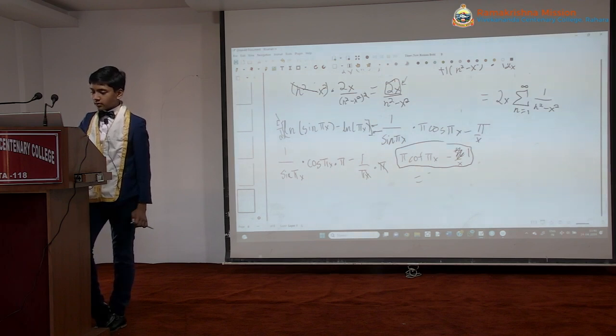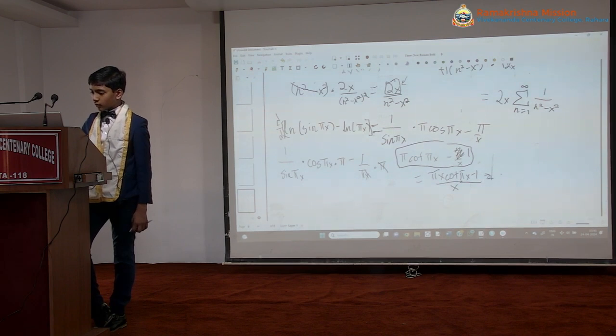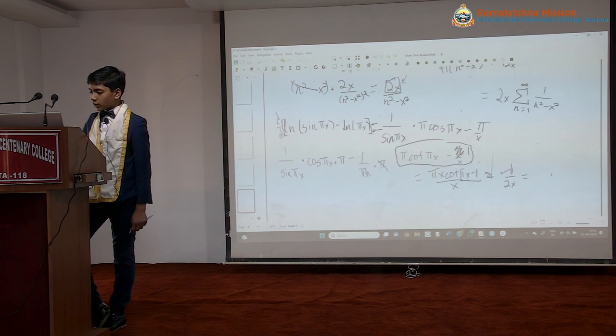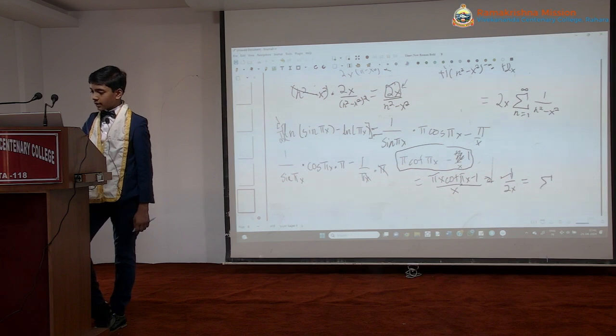So we get pi x cotan pi x minus 1 over x is equal to, on the other side, we're actually going to bring the 2x over in the form of 1 over 2x, which is equal to that sum on the other side. Please note that there was still a limit here, and I'm just too lazy to write it down.